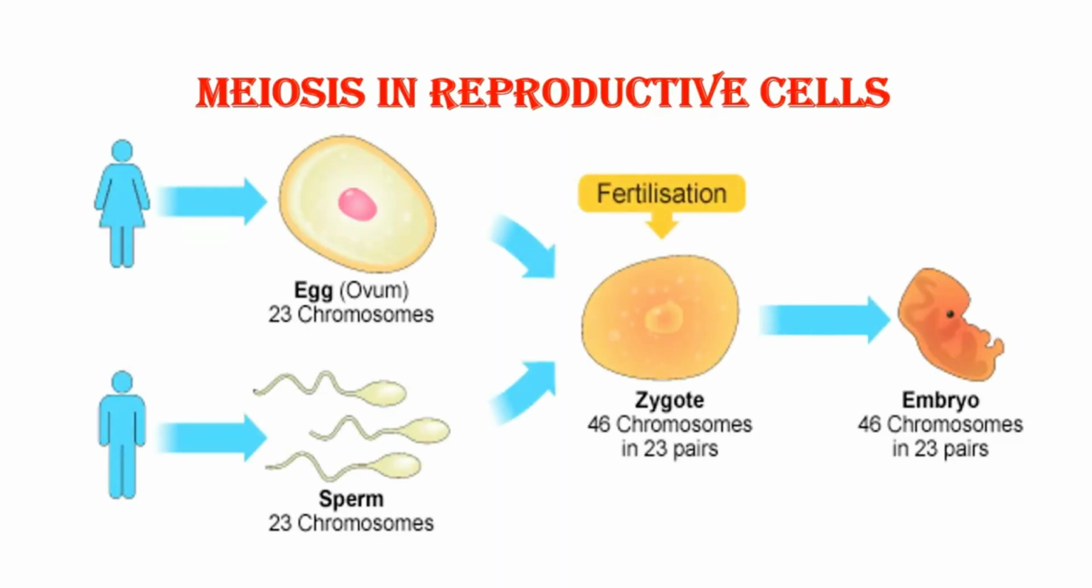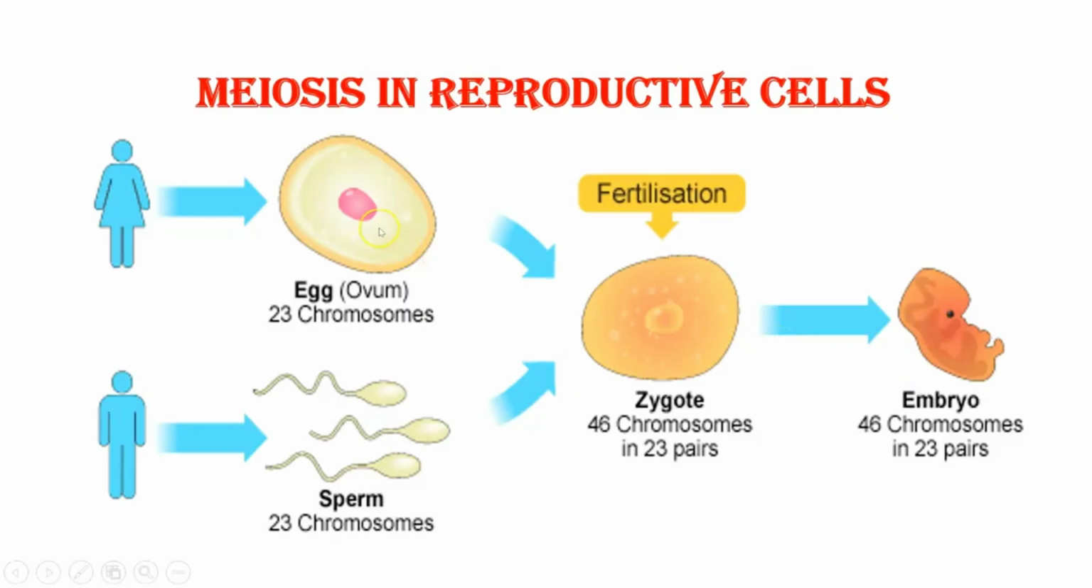The next type of cell division is meiosis. Meiosis takes place only in reproductive cells, because an individual has 46 chromosomes in 23 pairs. If this same number of chromosomes is present in the egg as well as in the sperm, we will get a greater number of chromosomes, which will not be suitable for the individual. To reduce that, the egg and the sperm will have half the number of chromosomes, which we call the haploid number of chromosomes, which fuse together to form the diploid number of chromosomes.